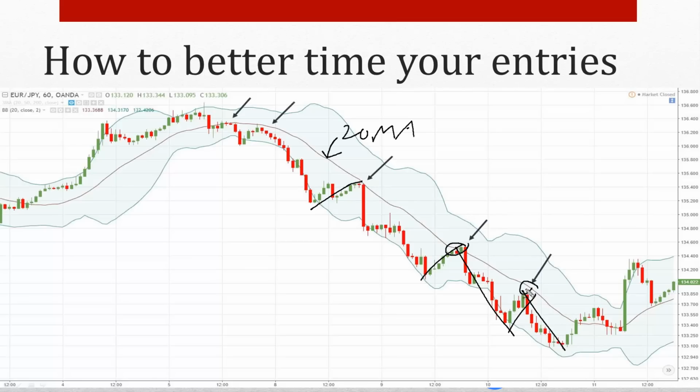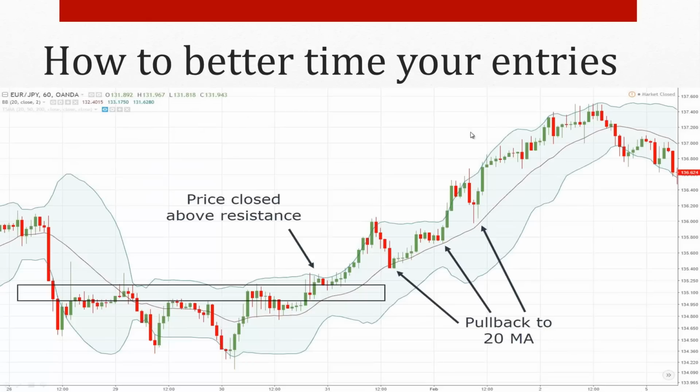So to a trader, this 20 period moving average could present trading opportunities, a potential area where the pullback could end, and then continue to trade in the direction of the trend. So when the market retraces back towards the 20 period moving average, that could be a potential area of value, a potential area to initiate an entry trigger for your trade. So this 20 period moving average is an area of value that you can pay attention to better time your entry.